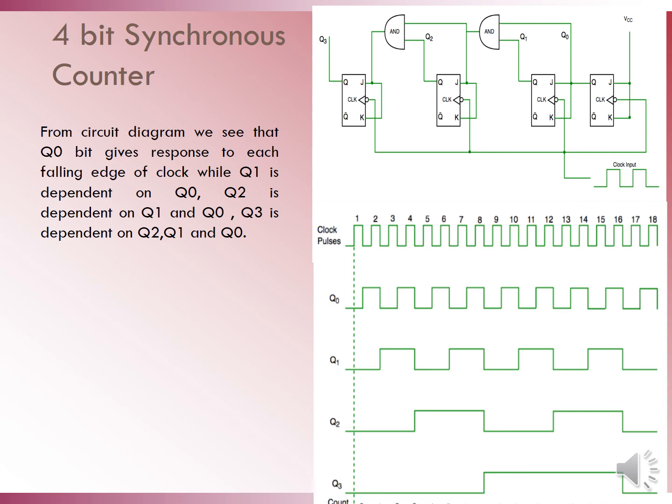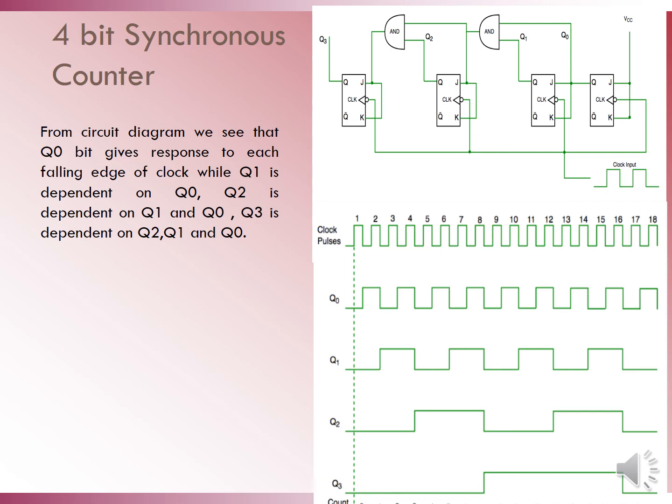Now Q1 will toggle when the negative edge of Q0 occurs. So basically the frequency of Q0 is further divided at Q1. Q2 will toggle when the negative edge of Q1 comes. So frequency gets further divided down, and Q3 will toggle when the negative edge of Q2 comes. So the frequency is further divided down.